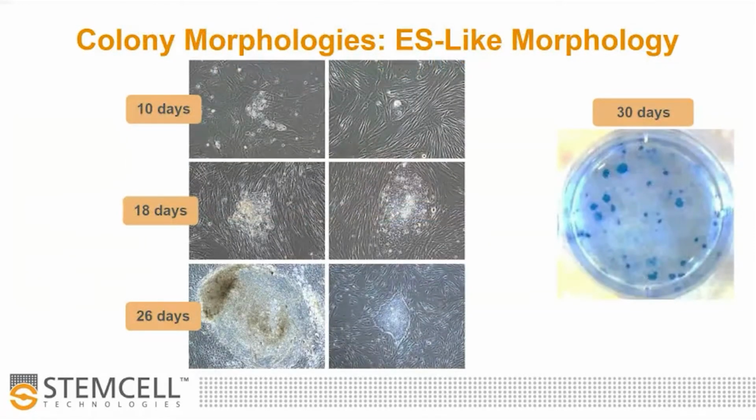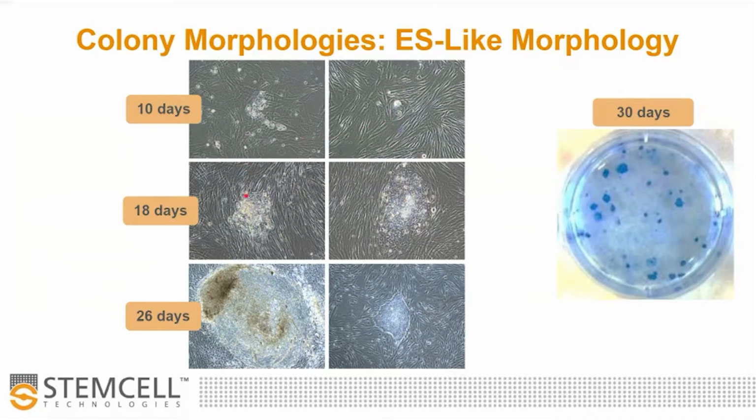So what does the colony morphology look like? It looks very similar, indistinguishable from ES-like morphology, so embryonic stem cell-like morphology. When you're going through the reprogramming protocol, around days 10, what you'll start to see is the mesenchymal epithelial transition. The fibroblasts that have been transfected will become less and less striated and long and more cobblestony in nature and start to come together.